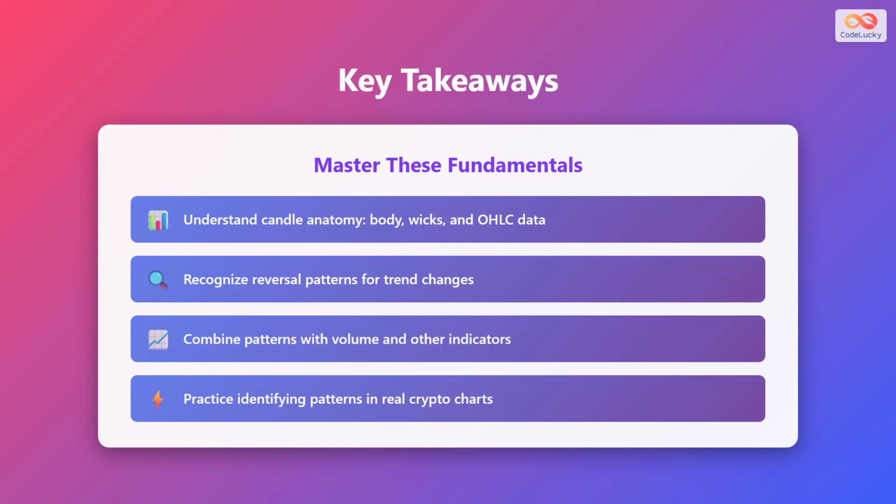Let's review the key points from this tutorial. First, understand the anatomy of candlesticks, including the body, wicks, and OHLC data, as these are the foundation of chart reading. Second, learn to recognize reversal patterns like the doji, hammer, engulfing patterns, and star formations, as they signal important trend changes. Third, always combine candlestick patterns with volume analysis and other technical indicators to validate your trading signals. Finally, practice identifying these patterns on real cryptocurrency charts to build your confidence and skill. With time and practice, reading candlestick charts will become second nature, helping you make better trading decisions.